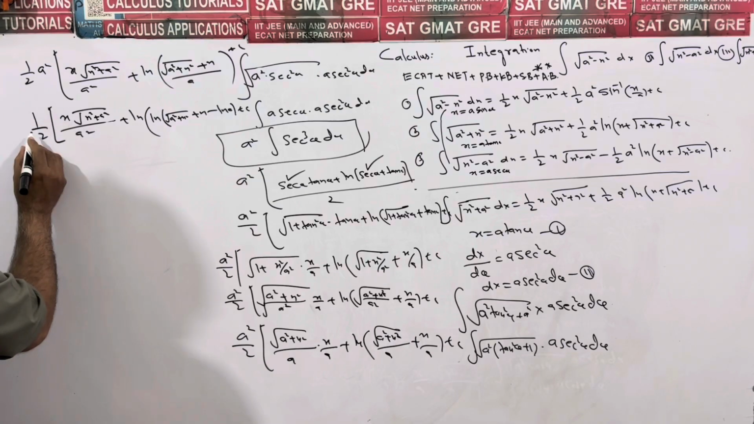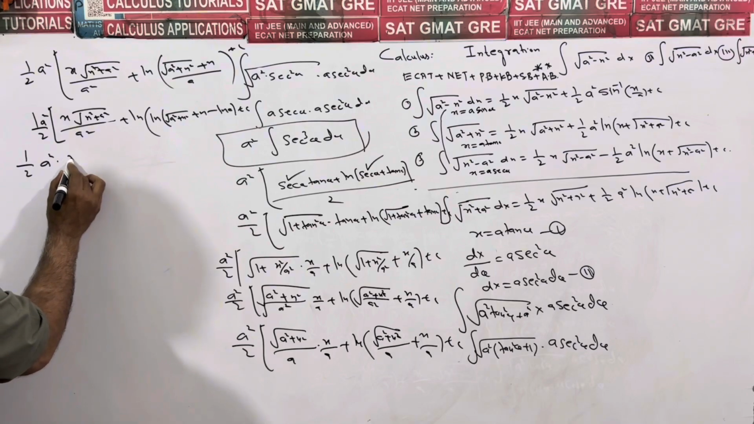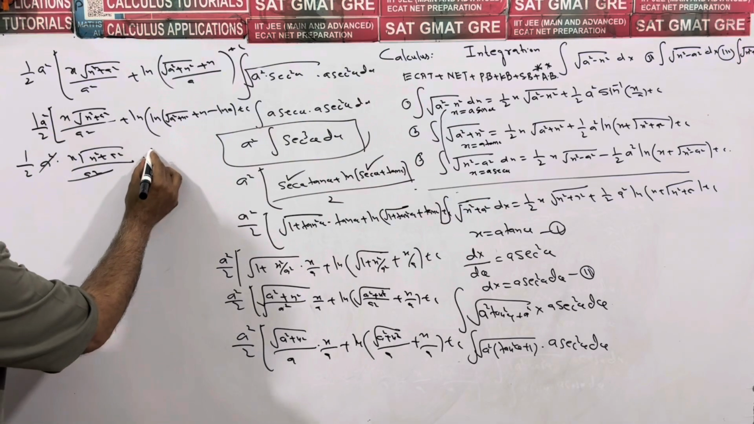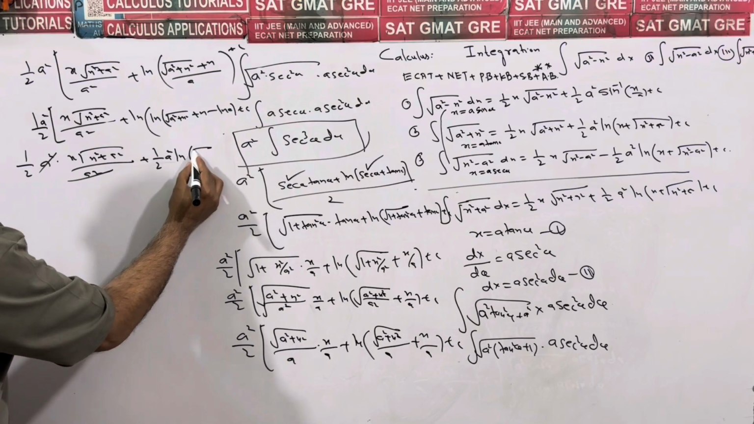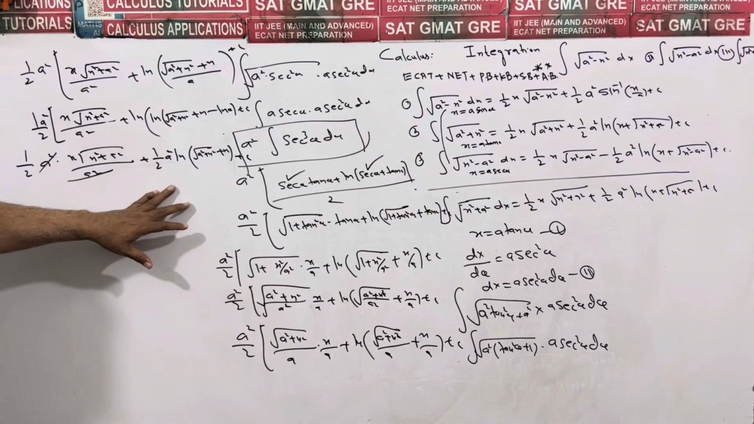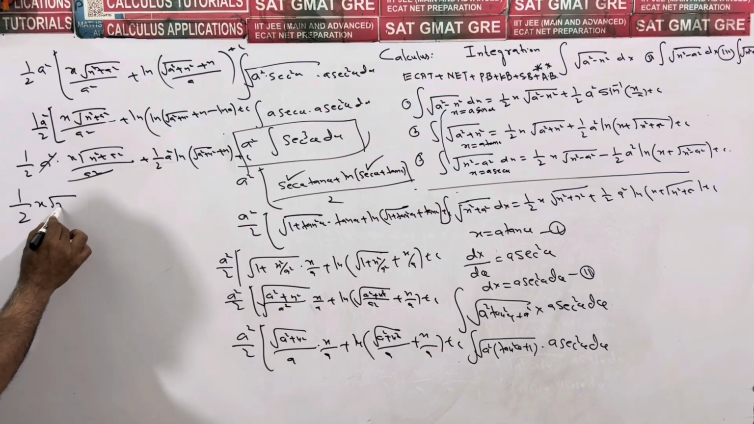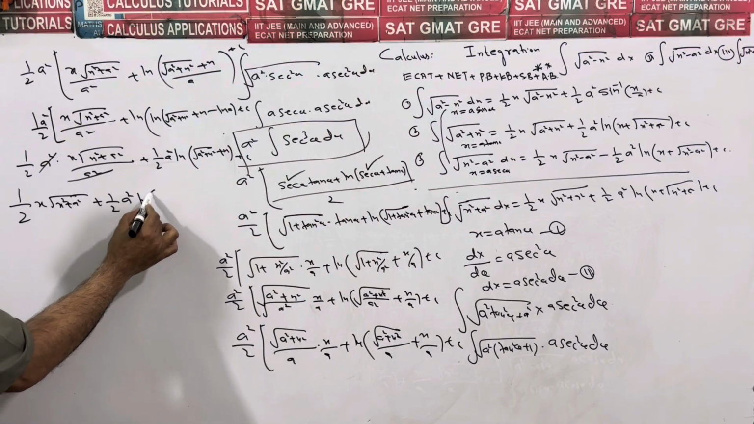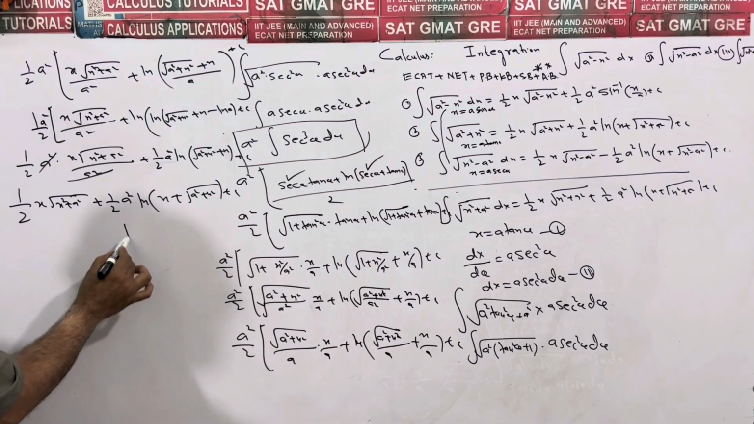Just multiply 1 upon 2 a square throughout. We have 1 over 2 times x root of x square plus a square, a square cancelled out, plus 1 upon 2 a square ln of x plus root of a square plus x square, plus constant, another constant. So that is the required result: 1 upon 2 times x root of x square plus a square, plus 1 upon 2 a square ln of x plus root of a square plus x square, plus c, and that's our eventual result.